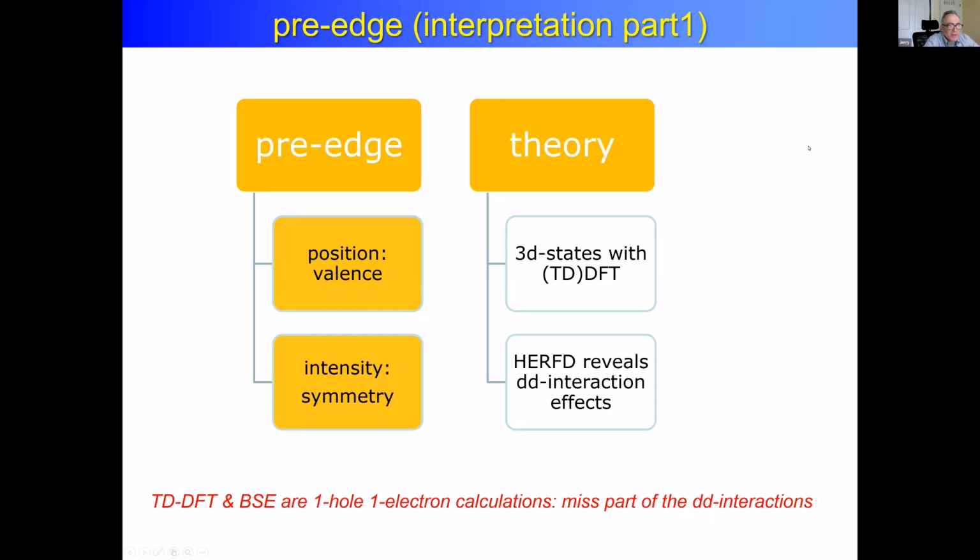We've got one question. How do you properly define a background function to subtract from the K-edge so that you can isolate the pre-edge peaks?